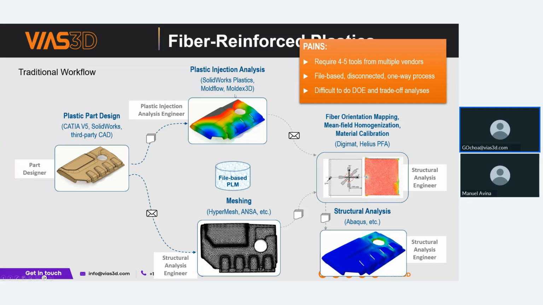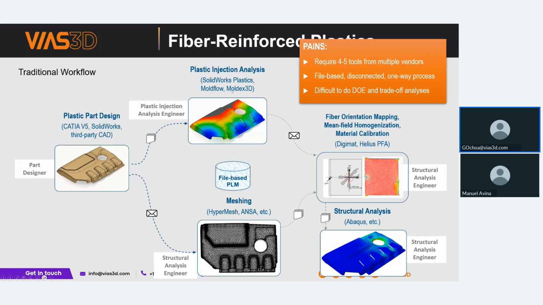The injection molding simulation user performs the job and obtains the fiber orientation data. And then separately, using another tool, such as HyperMesh or ANSA for pre-processing, the fiber orientation data that could come from SolidWorks Plastics or Moldflow or Moldex3D. That's a different file, and we provide the mesh, and that's a different file.